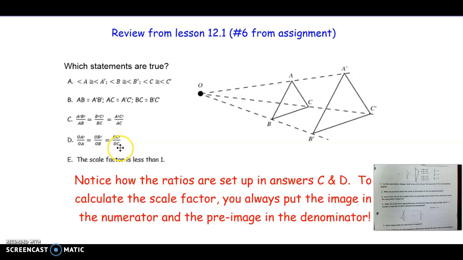This is really important to understand because when you write a scale factor, you will always put the image length on top of the pre-image or the original length. Always the image on top.